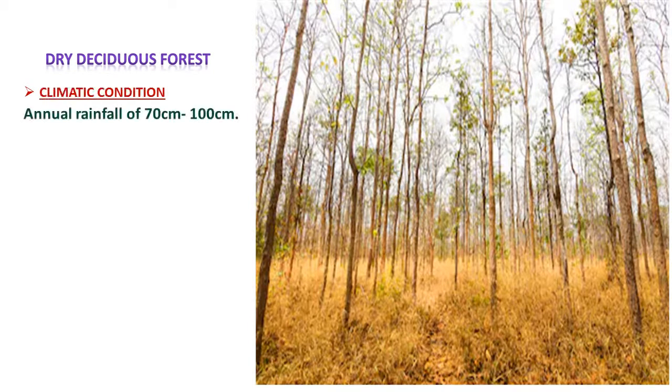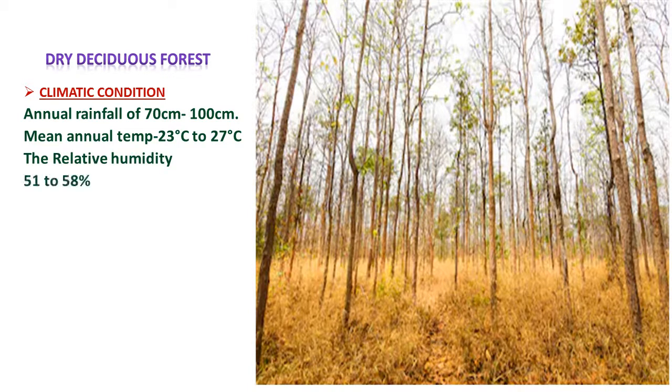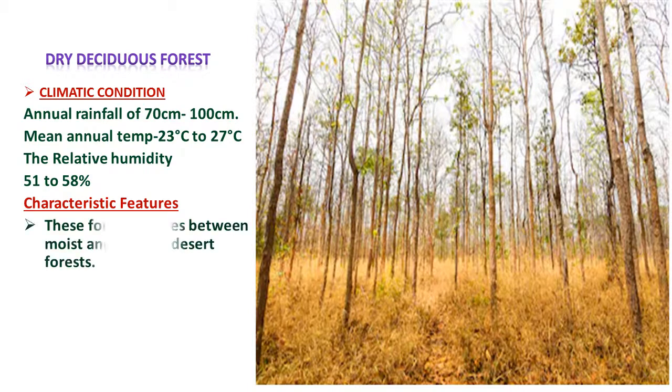These forests are found in the areas having annual rainfall of 70 cm to 100 cm and a mean annual temperature of 23 degrees Celsius to 27 degrees Celsius and the relative humidity between 51 to 58%. Following are the characteristics of the dry deciduous forest.